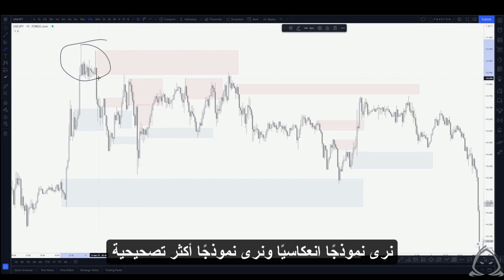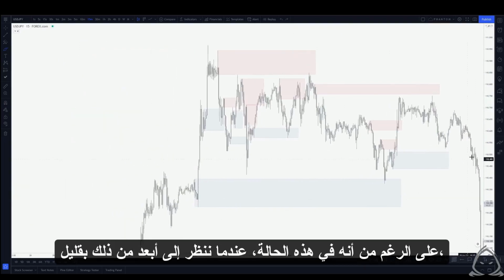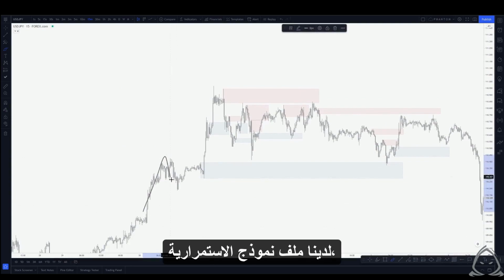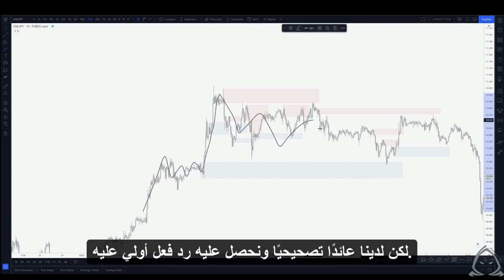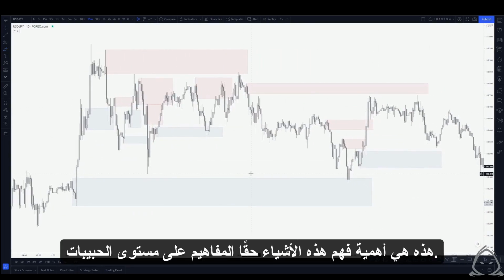So we can see when we add on the factor of continuation versus reversal models, we see a reversal model and we see a more corrective return back in, and we see the price get respected. Although in this case, when we look a little bit further, we have a continuation model, but we have a corrective return in, and we do get an initial reaction to it.